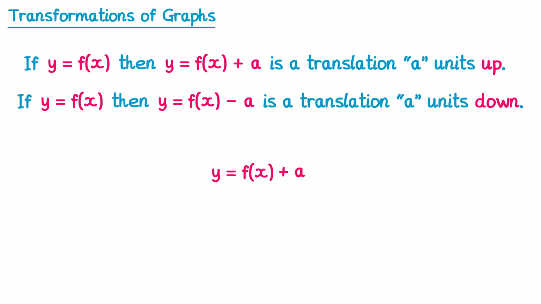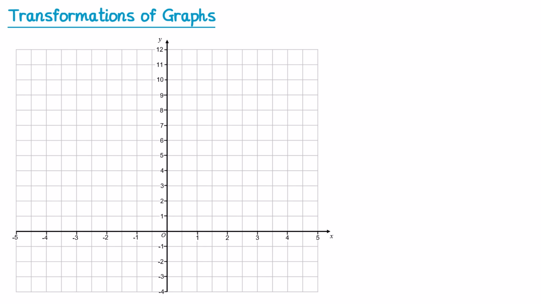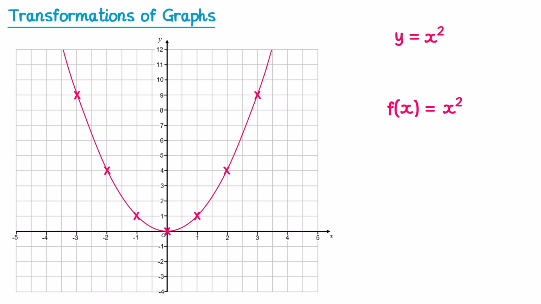But what about if we take a function and we add or subtract a number inside the function, so we alter the input rather than the output? We're now going to look at f of x plus a and f of x subtract a. Let's go back to our original graph of y equals x squared, which looked like this. If we were to write this as a function, we would say f of x equals x squared.